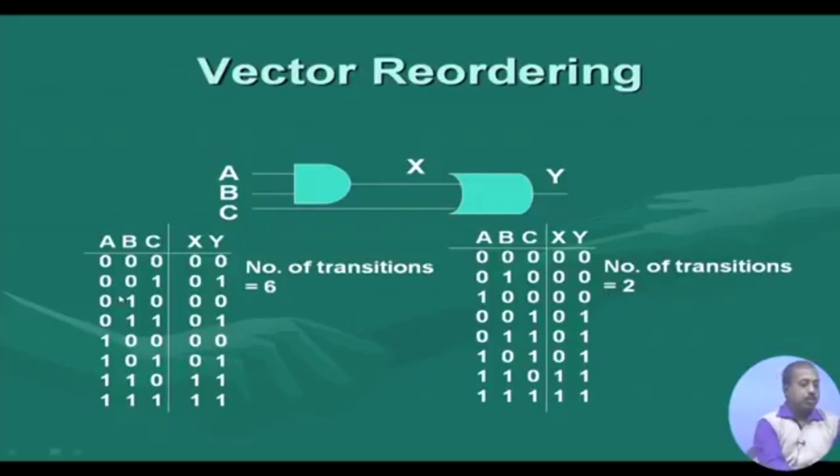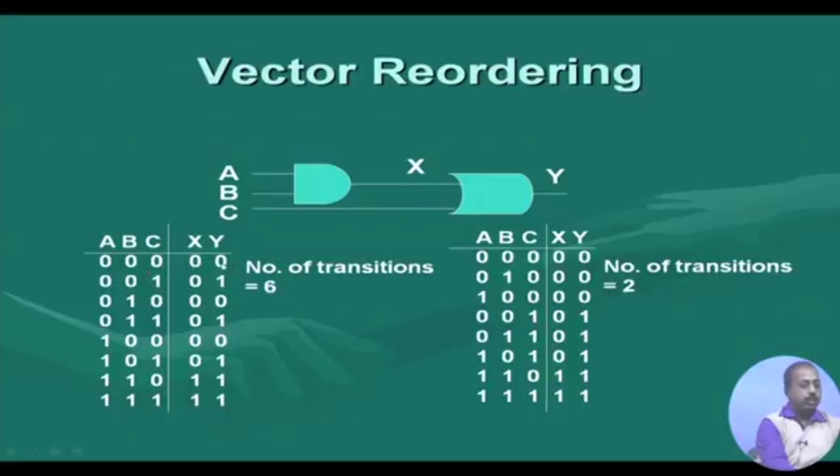So, it starts with 0 0 0, 0 0 1, etc. If you just count the values at x and y, these x values are 0 altogether up to this 1 0 1, and then the next two patterns it is 1, and y is like this. Now, let us see how many transitions have occurred. In the x line there is a transition at this point. After applying pattern 1 0 1, when we apply the pattern 1 1 0, there is a transition.